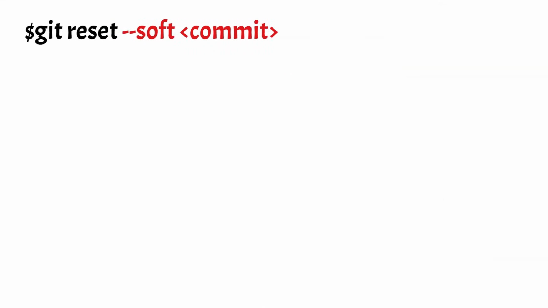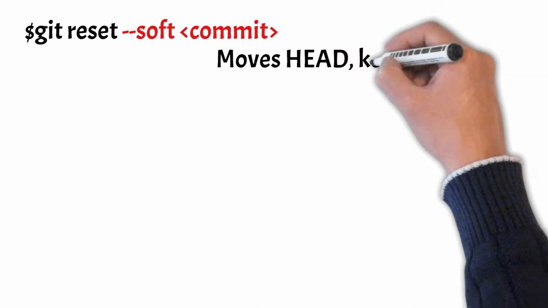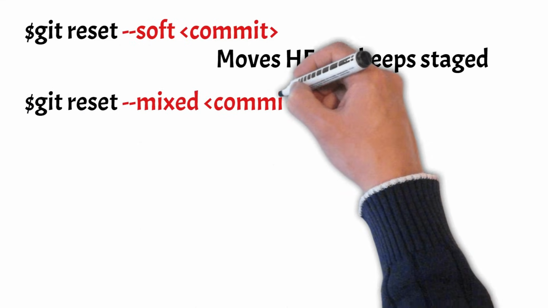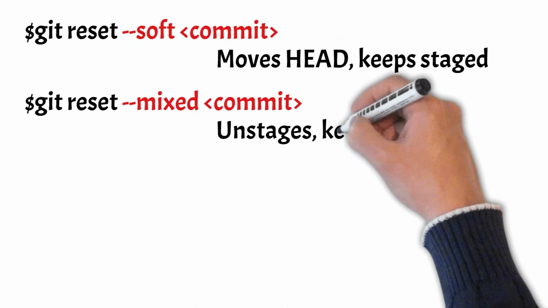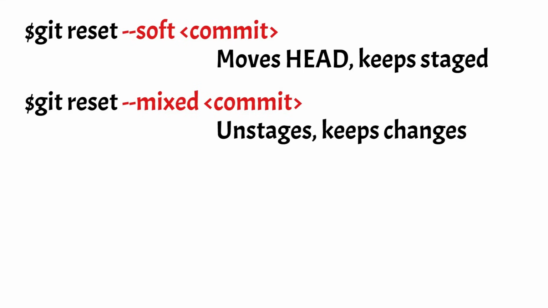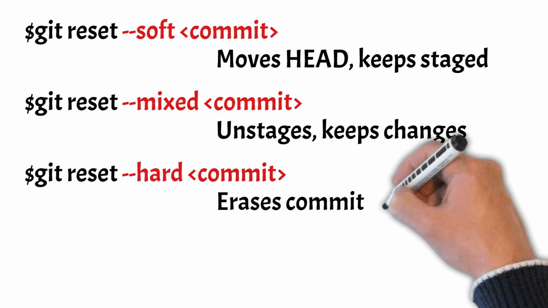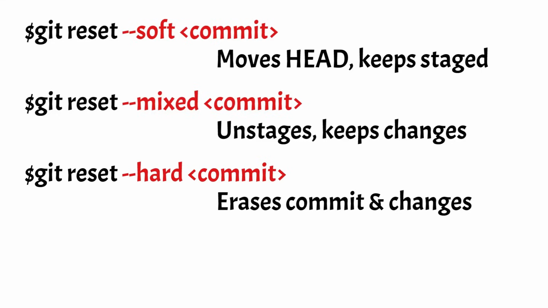Git reset --soft moves HEAD but leaves your files staged, ready to recommit. Git reset --mixed is the default, keeping changes in your working directory but removing them from staging. Git reset --hard goes further by erasing both the commits and the file changes, so use it with caution.